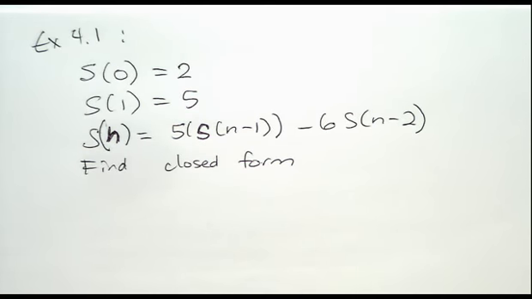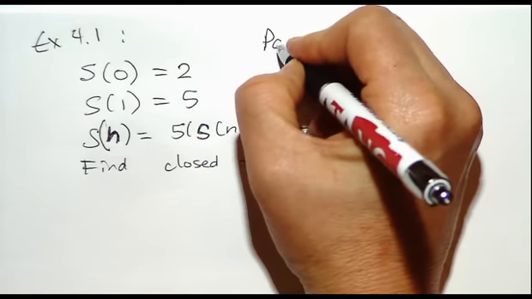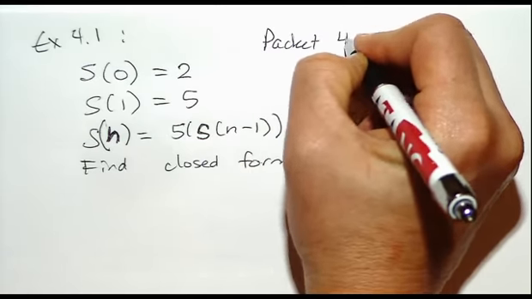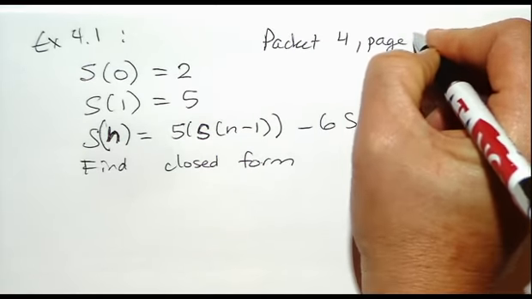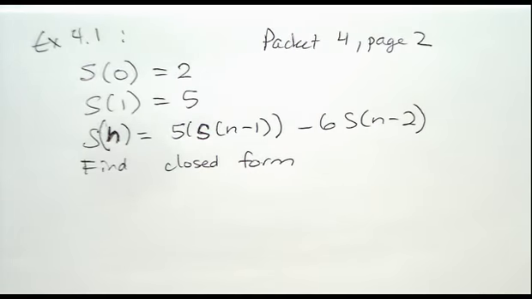Finding closed forms is a pain. However, there's a nice method on packet 4, page 2. So the method is really related to something you might have done when you were trying to figure out derivatives for particular formulas, is that you guess and then you fix it. That's exactly what we're going to do.